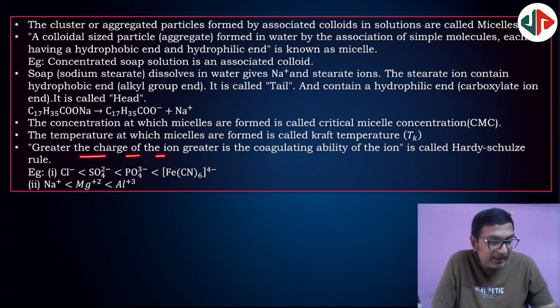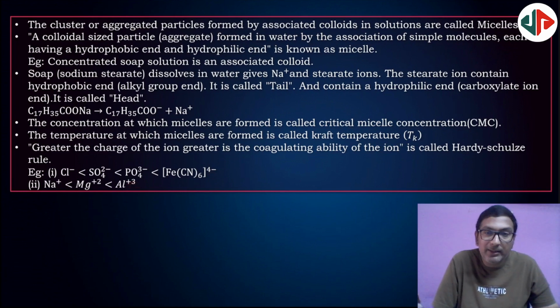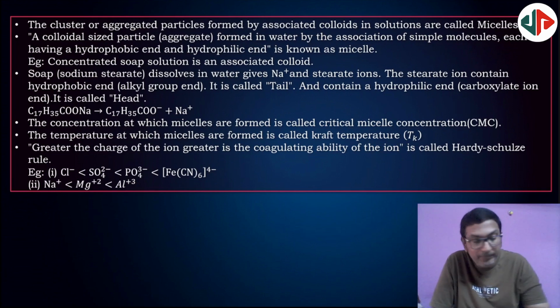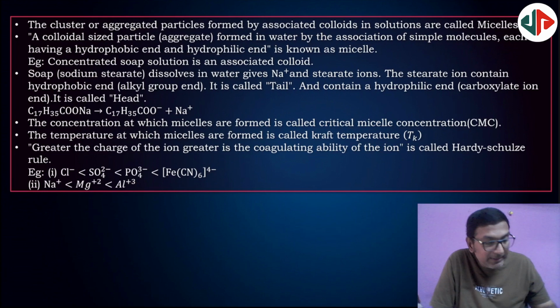So greater the charge of ion, greater will be the coagulating power. So -4 will be most effective for coagulating positive sol. +3 is more effective for coagulating negative sol. So this is about synopsis. Next we will discuss worksheet questions.